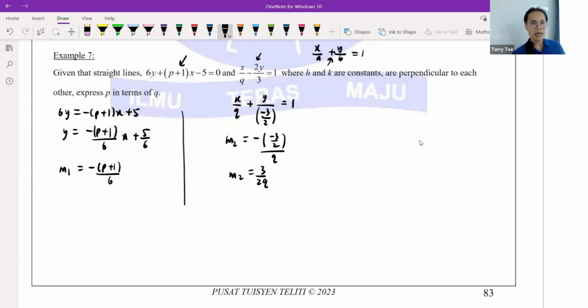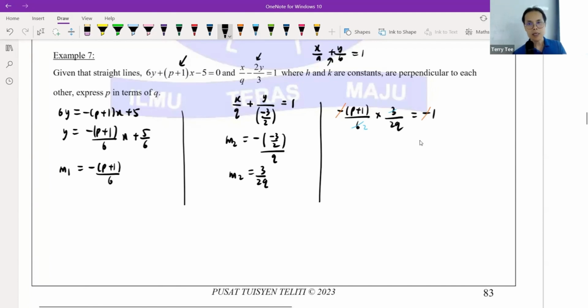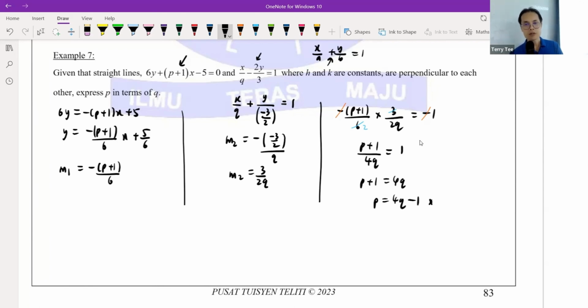Now, then they say they are perpendicular to each other. So my m1 times m2, the result must be negative 1. So for me, I will cancel the negative and negative. I will also cancel 6 and 3, left with 2. So let's multiply together. (p plus 1) over 4q equals 1. I'm finding p, right? So p plus 1 is 4q. p is 4q minus 1. There you go. You got your p in terms of q.